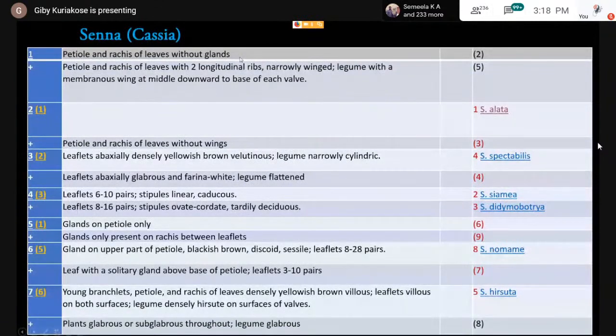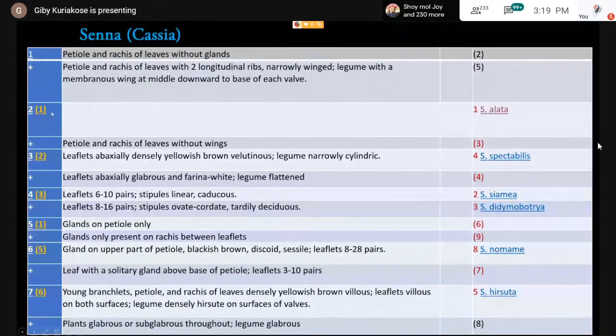No, it is not going to. I mean, there are glands available. So then petiole and rachis of leaves with 2 longitudinal ribs. Along the ribs, there are 2 longitudinal upright portions, which are narrowly winged. Legume or the fruit with a membranous wing at the middle downward to the base of each valve. You have to split open and see. Then if this is agreeable, then go to 5.